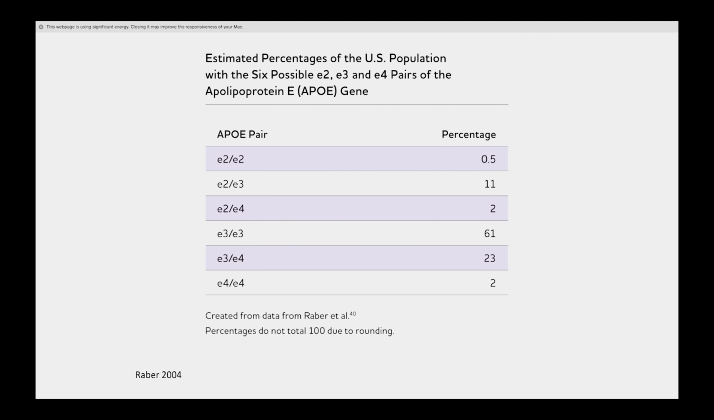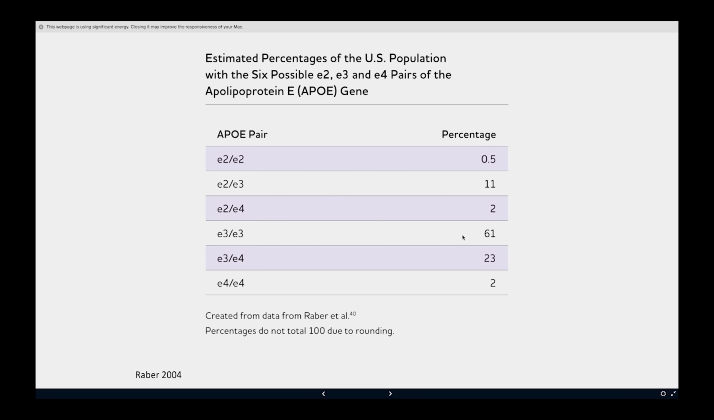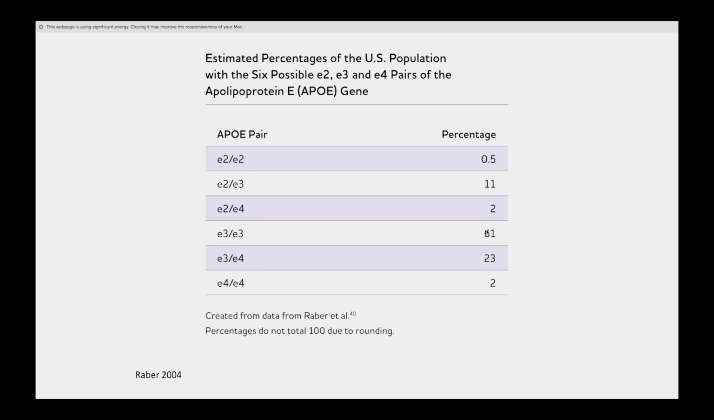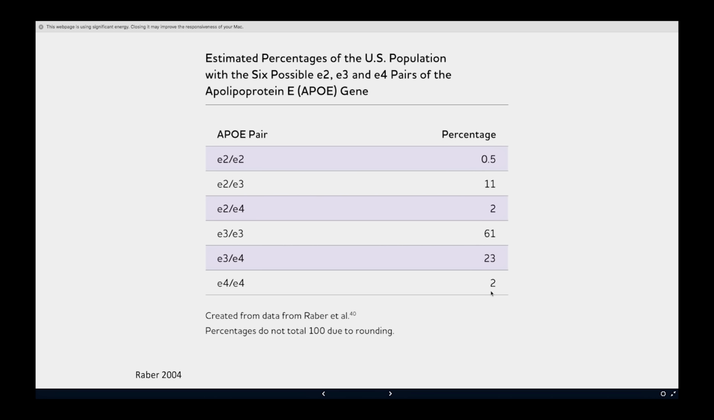So this is just showing what the majority of people have. As you can see, most everybody in the world has E3, so 2 E3s, 61% of people. About 25% have at least one ApoE4 or 2. And then the rest have E2 or E2, E3.